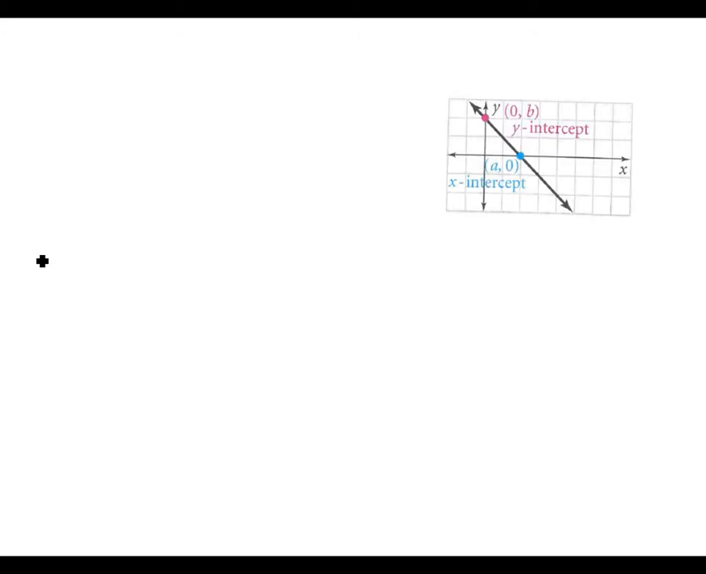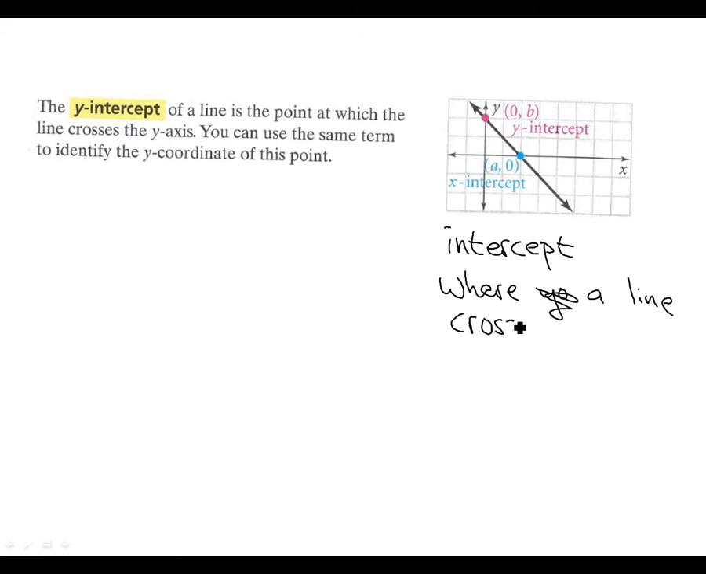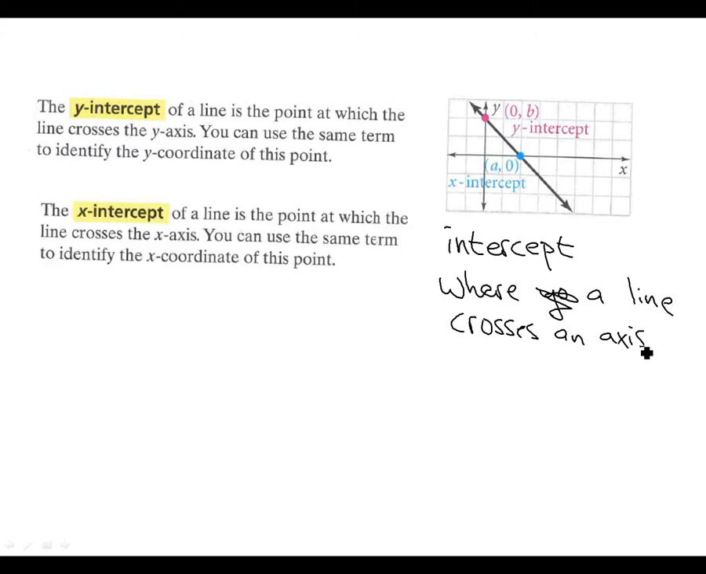All right, so let's talk about some intercepts. So intercepts are where a line crosses the axis. If you're a y-intercept, you cross the y-axis, and an x-intercept, you cross the x-axis. All right, so intercept, I'll just get that down. Intercept, where a line crosses an axis. Okay, and so y-intercept crosses the y-axis, x-intercept crosses the x-axis.